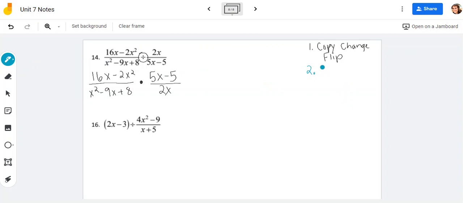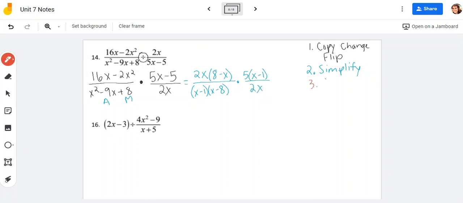So now that we have rewritten this as multiplication, we go back to those steps we're familiar with. First we need to simplify. So I'm going to factor out any GCFs or anything that I see. In the first one, I can factor out a 2x times 8 minus x, over what multiplies to positive 8 and adds to negative 9. I can do x minus 1 and x minus 8, times 5x minus 5. I can factor out a 5. And then 2x I can't simplify.